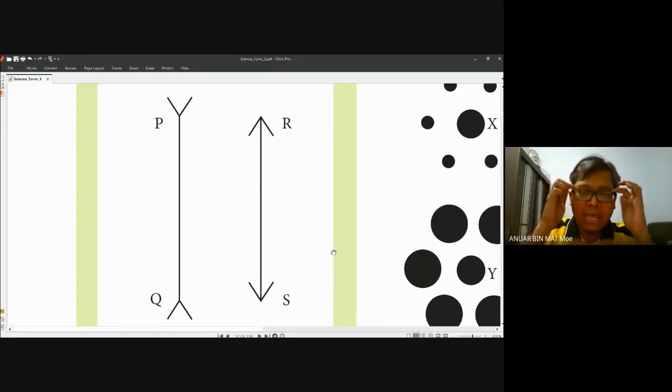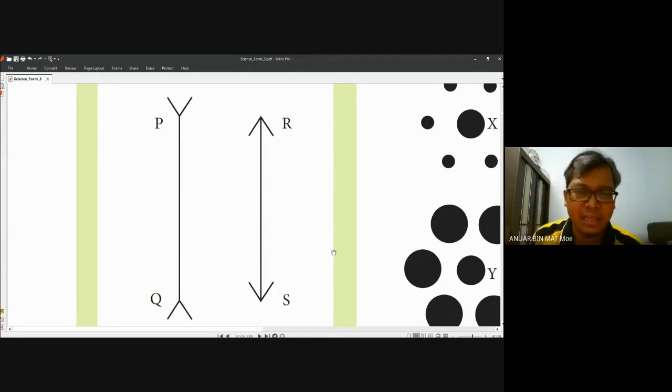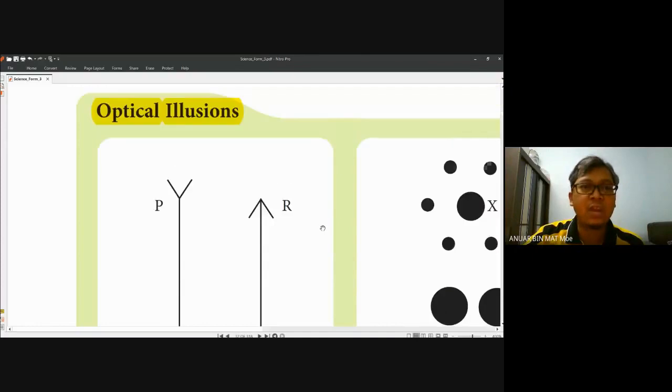But our eye and our brain interpret the line PQ as longer than RS. Actually, both lines are the same length. Panjang dia sama sebenarnya, ya. Tapi kita tengok PQ lebih panjang daripada RS. This is an example of optical illusion. That's why we call it illusion. Illusion ni macam magic, macam silap mata. It is not true, but your brain interprets it as true.